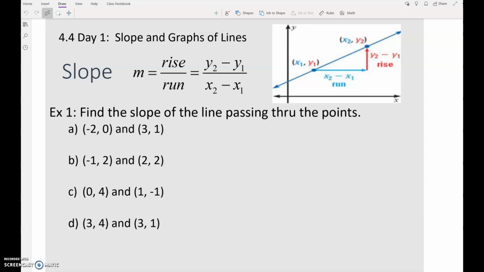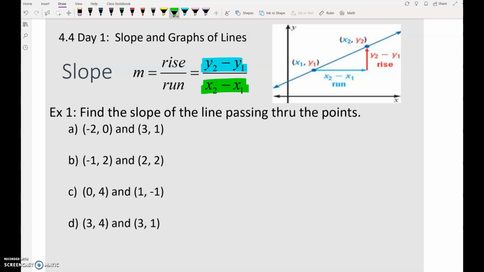Today is a quick review about slope and how to find slope, what slope looks like, and how to graph using slope. So first of all, slope is rise over run. Rise is the change in your y values, so you subtract your y values on top. And run is the change in your x values, so you subtract your x values on the bottom.